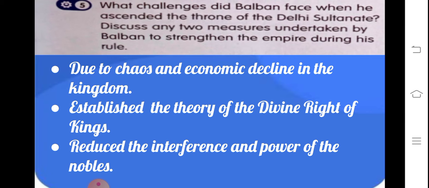The first measure undertaken by Balban to face this challenge was that he established the theory of the divine right of kings. According to this theory, the king was all powerful as he was chosen by God to rule. This helped reduce the interference and power of the nobles. And the second measure was that Balban suppressed the nobility very harshly, as the nobles from diverse nationalities had often rebelled and created problems such as lawlessness and disorder in the past.